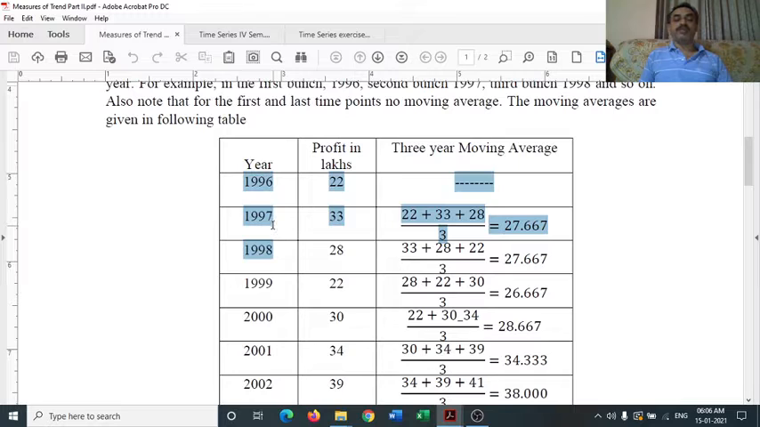In the case of an even periodicity, there won't be a unique middle year for that bunch. As in the case of 1996 to 99, there is no unique year in that bunch, and that case will be discussed in the next question. Here the periodicity is 3 years, therefore in the first bunch there is a unique middle year, and that average has been placed corresponding to that middle year, 1997.